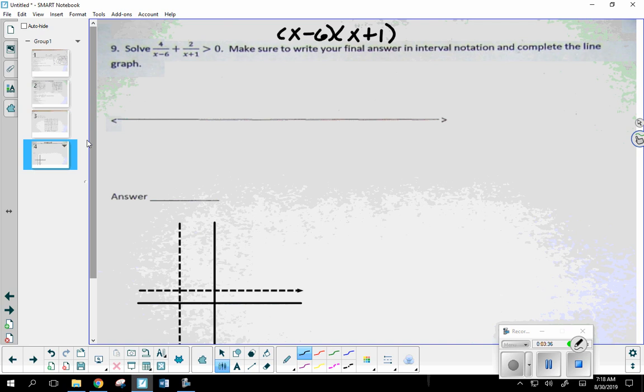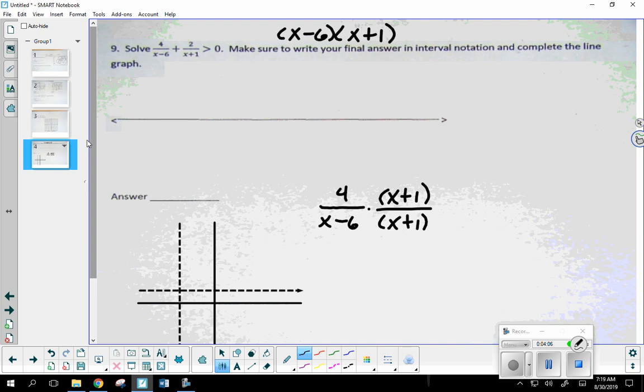We're going to have to do a little bit of algebra to get these together. So 4 over x minus 6. Well, I need to get that to the denominator I want, so I'm going to multiply by x plus 1 over x plus 1. This right here, anything divided by itself is 1. If you multiply a value or an expression by 1, it remains the same. So I'm not wanting to change the value of this expression. I just want to change the way it looks.